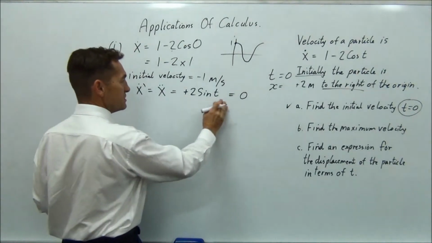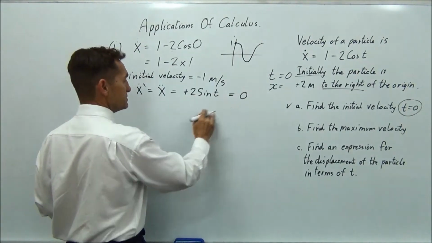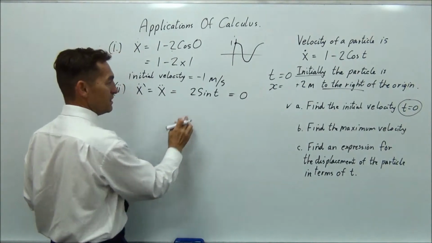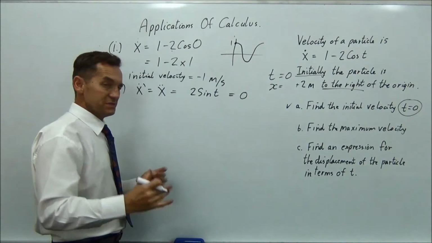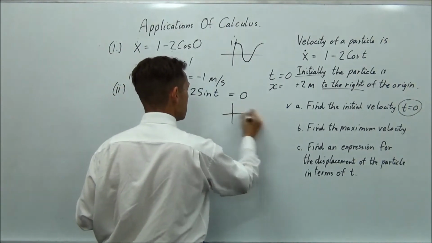So when does 2 sine t, we'll get rid of the plus so we don't get confused, 2 sine t, when does 2 sine t equal 0? Well, let's look at our sine graph.